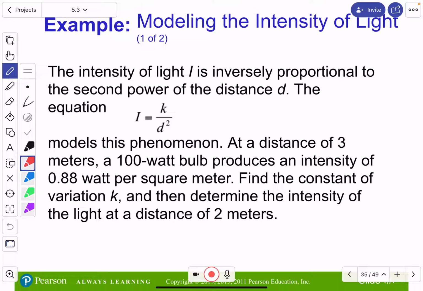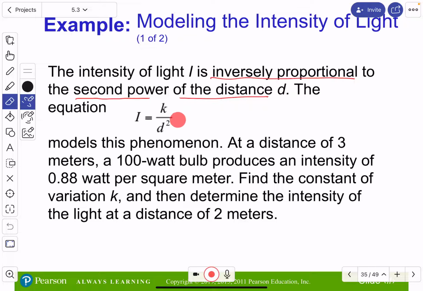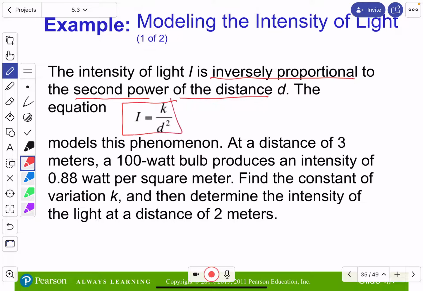Okay, so for modeling intensity of light. Intensity of light is inversely proportional. So that automatically tells us it's k over something. Then it says the second power of distance. So that's where the d squared comes from. So that sentence is what we use to write this equation. Then it gives us some information. At a distance of 3 meters, a 100-watt bulb produces an intensity of 0.88. Find the constant K.